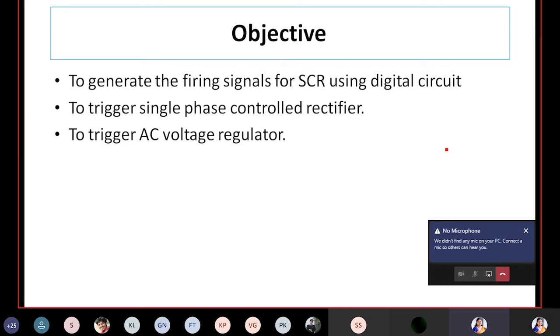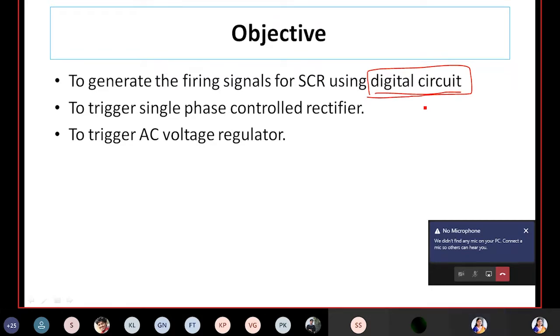The aim of the experiment is to generate firing signals for SCR using digital circuit. That's the main thing, that's the whole focus of the experiment. The whole focus of the experiment is to generate firing signals for SCR using digital circuits. What do you mean by digital circuits?